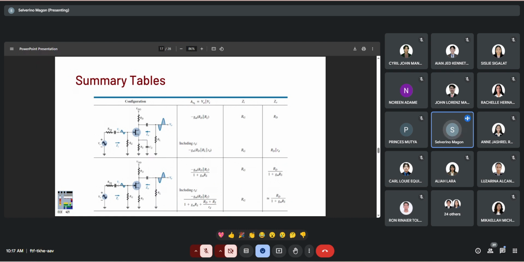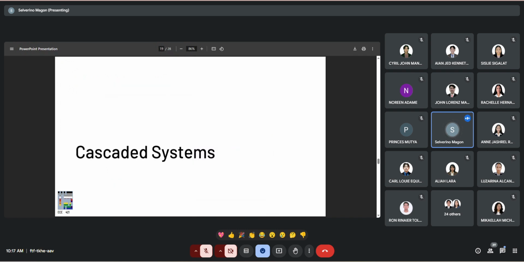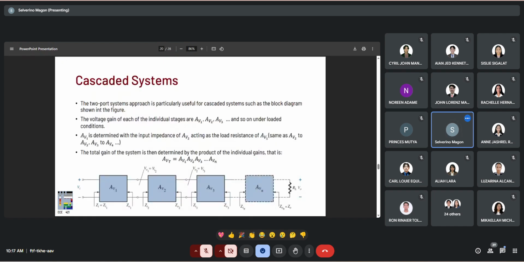So here we have the summary. You can include this in your review to determine the effects for the various other configurations. So last topic is the cascaded systems.